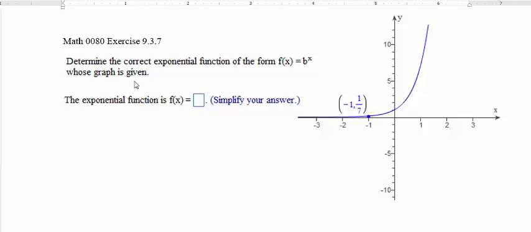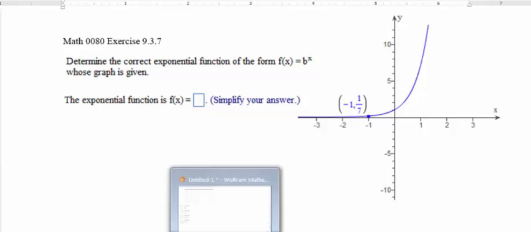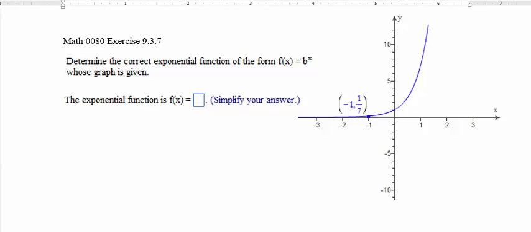Number 7 from section 9.3 gives you a graph of an exponential function and asks you to identify which exponential function is given. One way that you could look at this is to look at the point that's given. So remember, your function is of the form f of x equals b to the x.